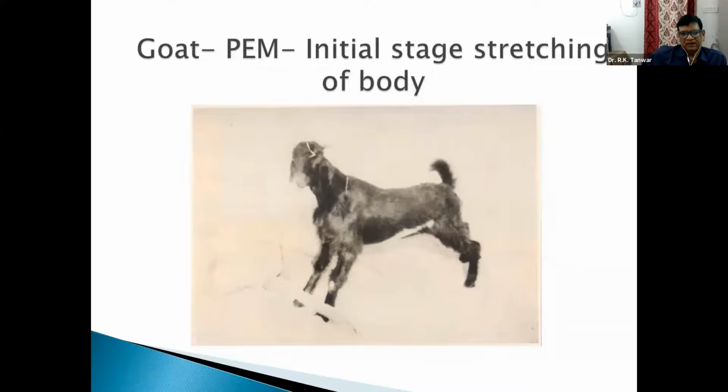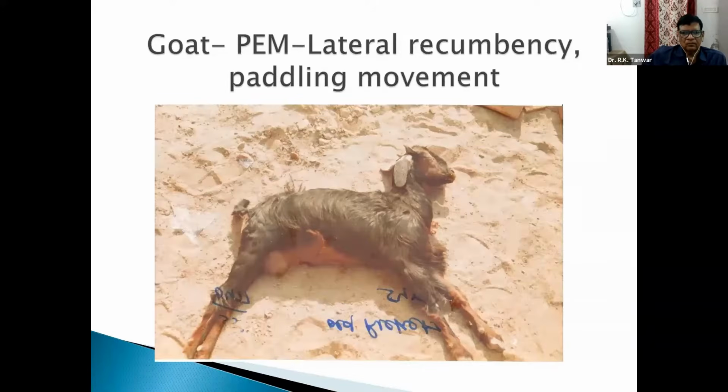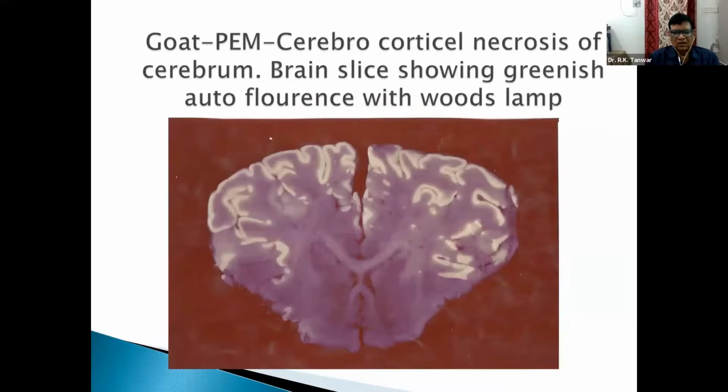This is an early stage. It is confused with tetanus, but this animal, when given thiamine, because it had not adopted lateral recumbency. This is again a characteristic finding: opisthotonus, nystagmus, strabismus, paddling movement. Very characteristic finding. You give thiamine, and the animal will respond within 6 to 8 hours.